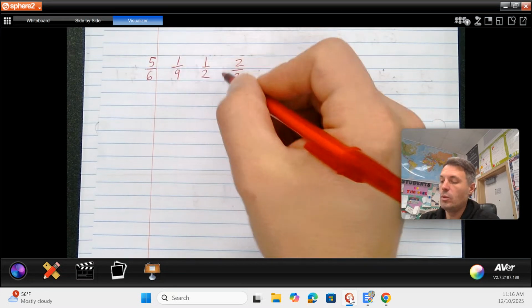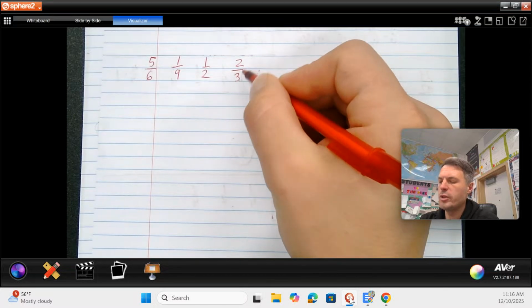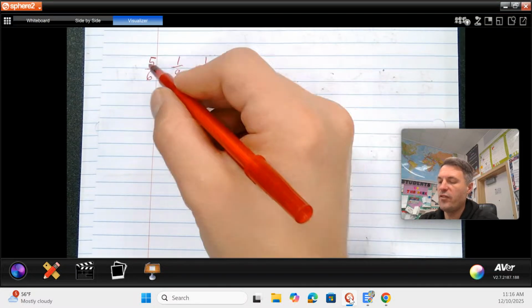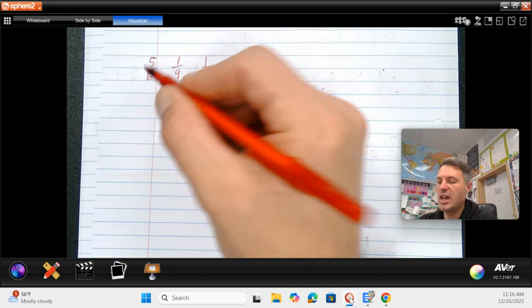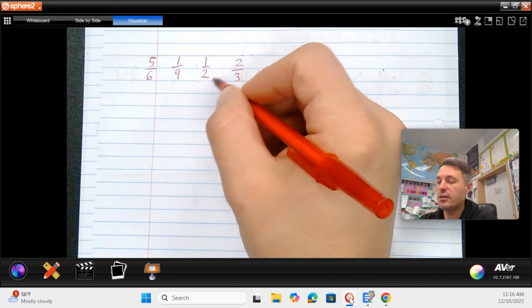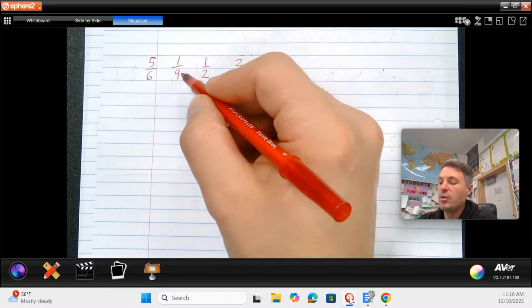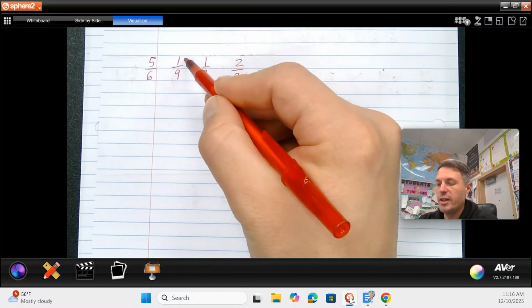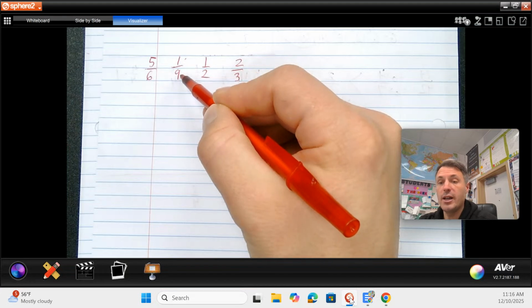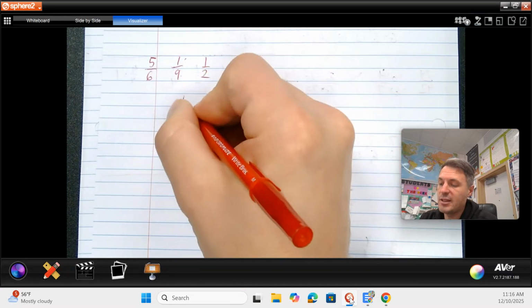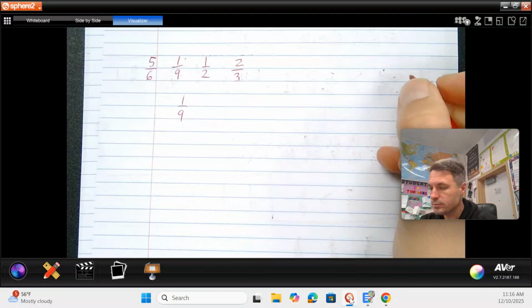Well, we have 2/3 here. 2 is more than half of 3. We have 5/6 here. 5 is more than half of 6. We have exactly 1/2, so that one should be close to the middle. And then we have 1/9. Is 1 less than half of 9? Yes. So that means that has to be the smallest fraction.